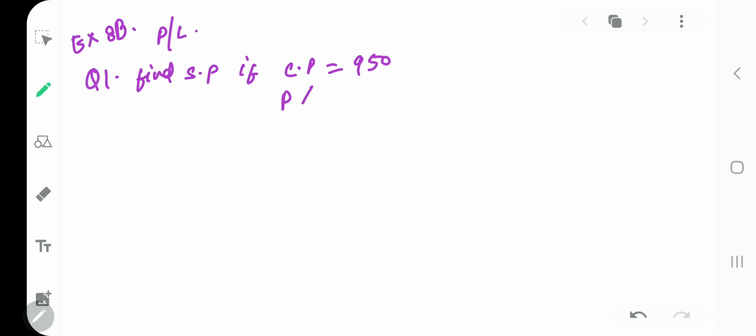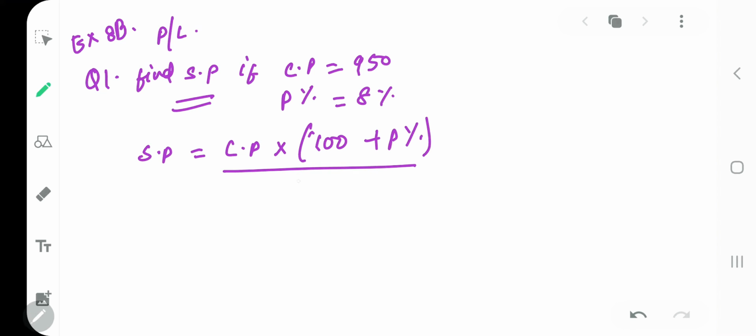Exercise 8B, profit and loss. Question number 1 says: find selling price if CP is given as 950 and profit percent is given as 8%. My dear kids, for this I'll be giving you a formula. Now you have to find SP. So the SP formula is CP into 100 plus profit percent upon 100. Got my point clear? So this is the SP formula.